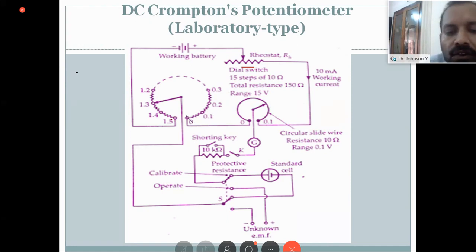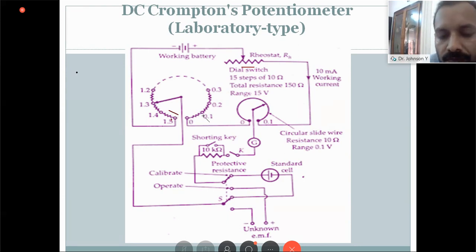Here we can see 15 steps are there. So from 0 to 0.1 is one step, 0.1 to 0.2 another step. That way 15 steps. And one step corresponds to 10 ohms. So in total there are 150 ohms available, because one step equals 10 ohms. So 15 steps equals 150 ohms.